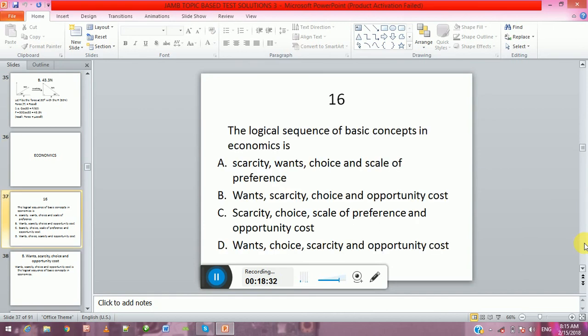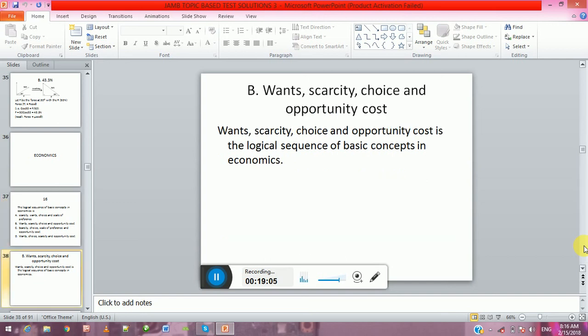Economics. The logical sequence of basic concepts in economics is A. Scarcity, wants, choice, and scale of preference. B. Wants, scarcity, choice, and scale of opportunity cost. C. Scarcity, choice, scale of preference, and opportunity cost. D. Wants, choice, scarcity, opportunity cost. I think B is the answer. Wants, scarcity, choice, and opportunity cost. So B is the answer.